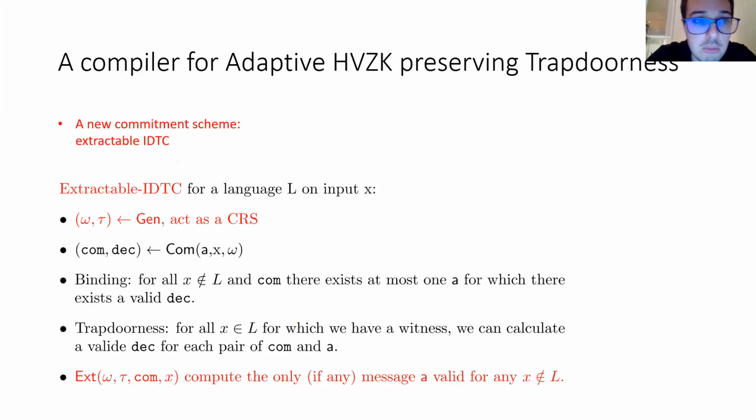And so to partially overcome these problems, we defined a new compiler that adds the adaptive honest verifier zero knowledge property to any delayed input Sigma protocol, but also preserves the trapdoorness property. We did that through a new commitment scheme called extractable IDTC, which is an IDTC defined directly in the CRS model. So we require the existence of a setup algorithm. We require that the commitment algorithm takes as additional input a CRS omega. The binding and the trapdoorness property are the same. And then we require the existence of an extractor algorithm that, on input a pair CRS trapdoor, an X which is not in R, and a commitment, computes the first message A bound to the commitment.